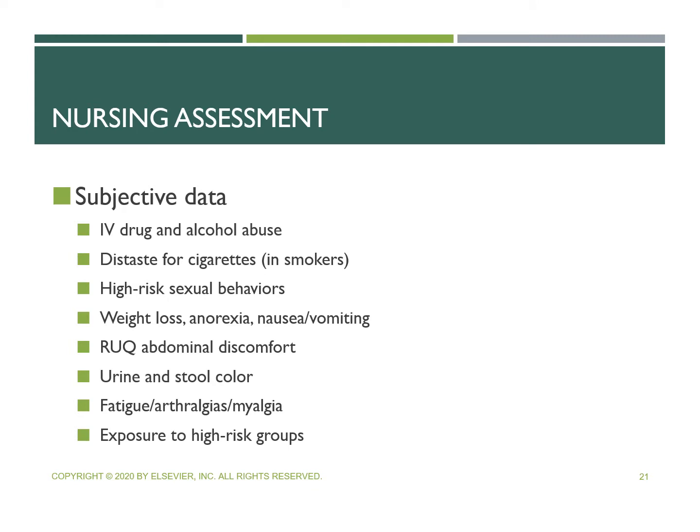The nursing assessment for hepatitis is covered in table 43-8 in your book. You'd want to look at the subjective data and do a history with these patients to see if there was drug and alcohol abuse. Are they a smoker? Any high-risk sexual behaviors? What is their weight? Have they experienced any nausea, vomiting, anorexia? Things like that. And then maybe doing a urine and stool assessment, along with assessing them for fatigue, arthralgias, and myalgias, and are they in a high-risk group for exposure.